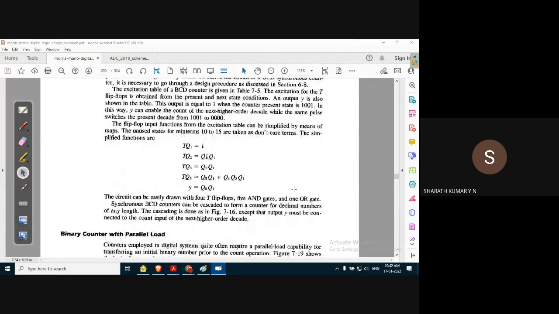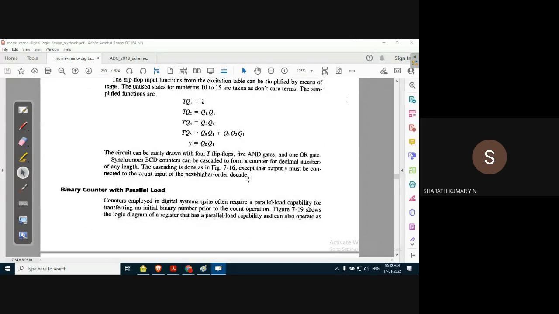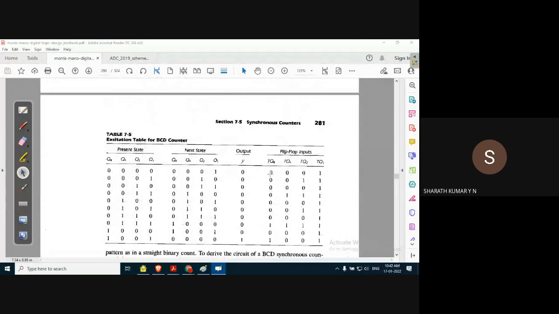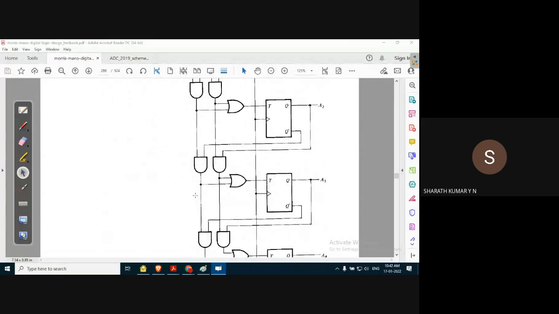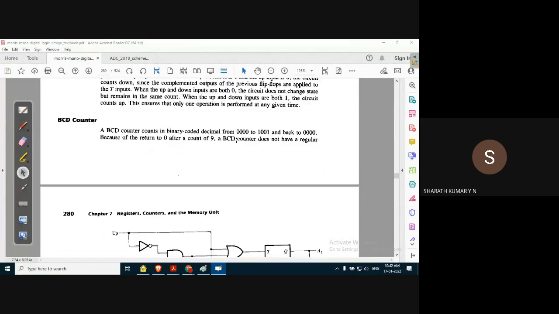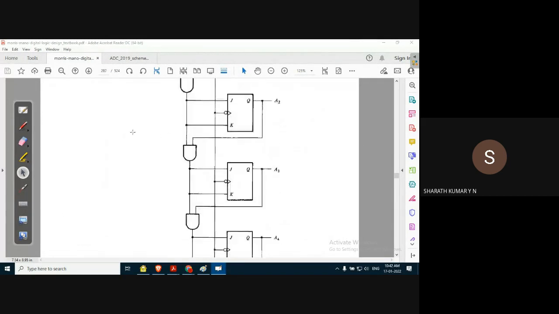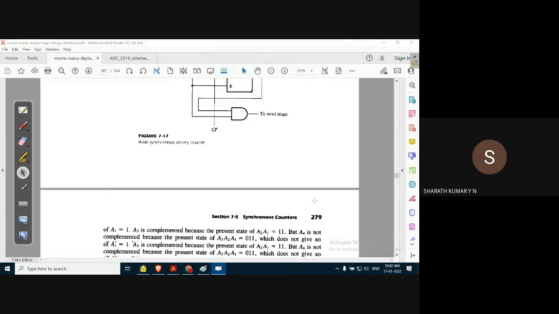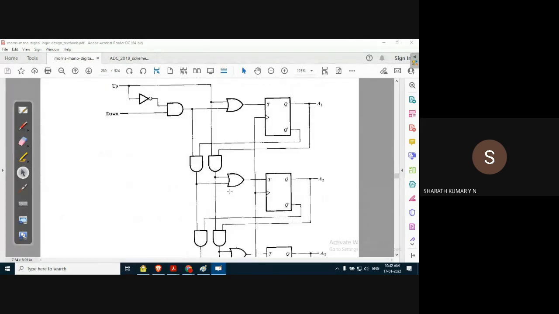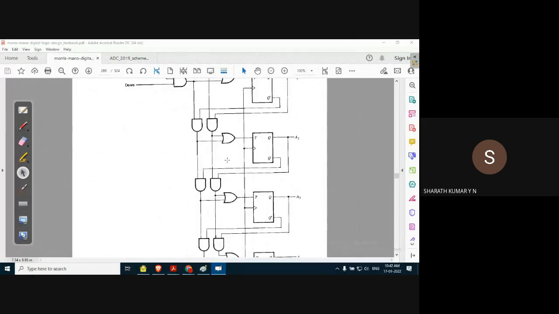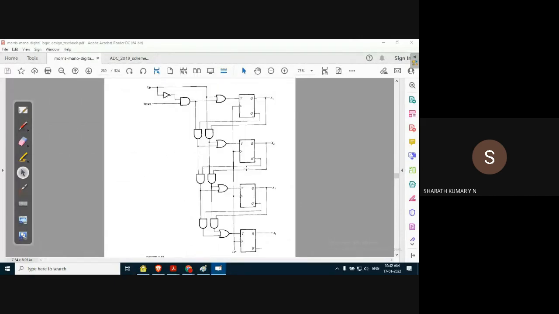How do we get this? BCD up-down counter, both we can achieve. We need not change the output here. Instead of connecting Q dash to this AND gate, not necessarily. We can implement both up and down counter in the same circuit. Let us look into this circuit, the synchronous BCD up and down counter.